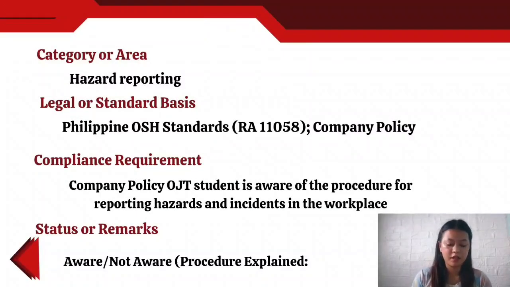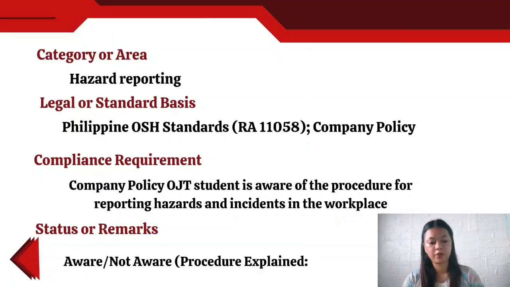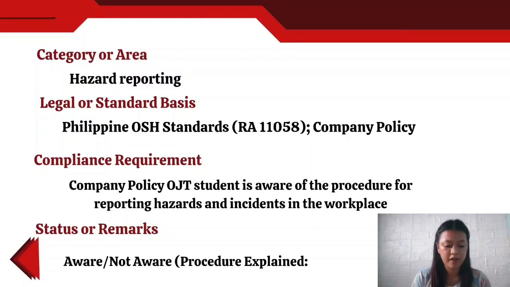Hazard reporting. This section ensures that OJT students must know how to report workplace hazards and incidents as required by the Philippine OSH standard and company policy. It confirms their awareness of the reporting procedure. So, why were these items included? It helps to identify and address potential dangers, preventing accidents, injuries, and potential food contamination.